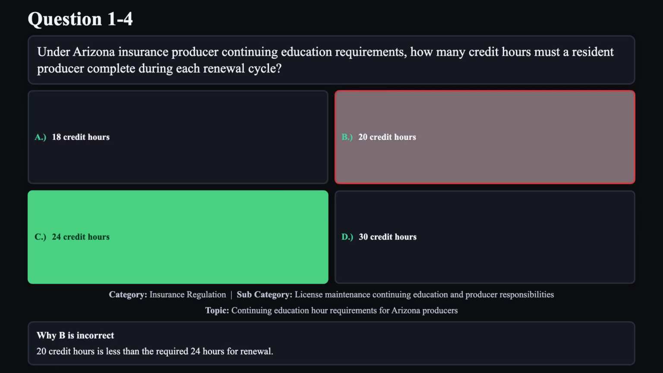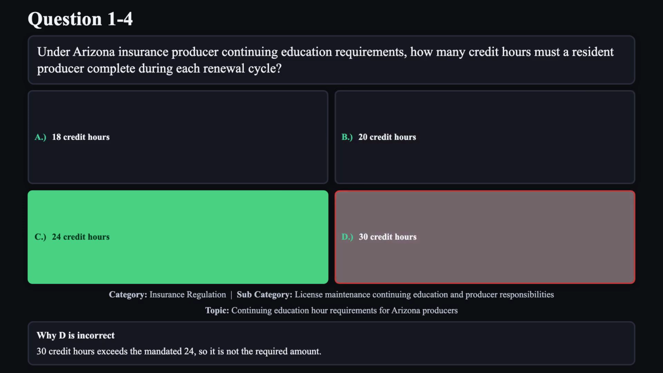Reason B is not correct. 20 credit hours is less than the required 24 hours for renewal. Reason D is not correct. 30 credit hours exceeds the mandated 24, so it is not the required amount.